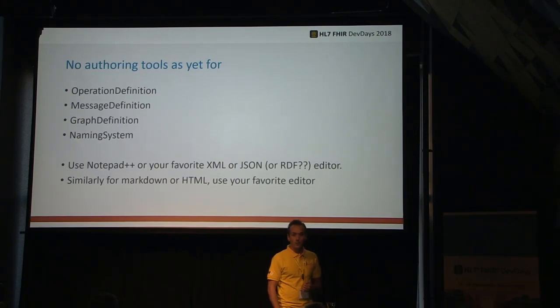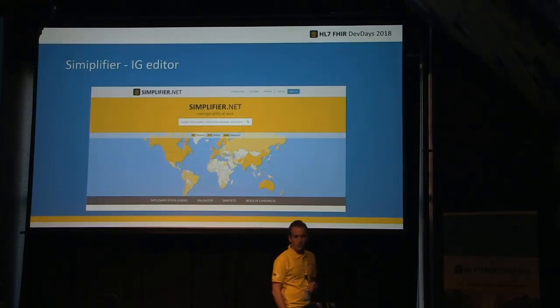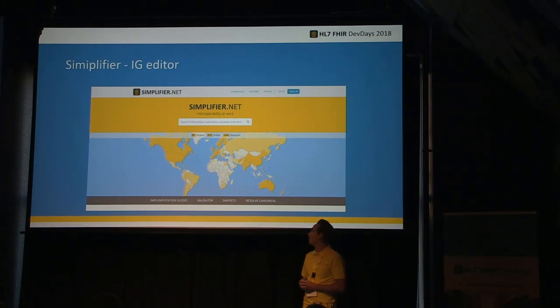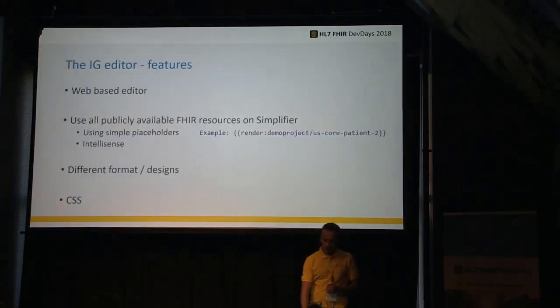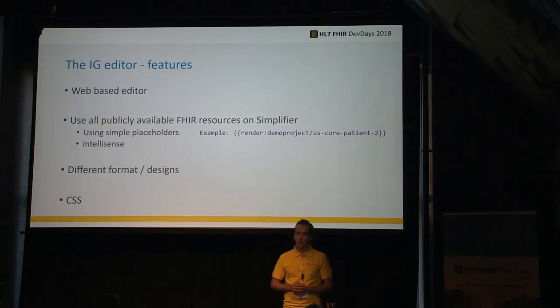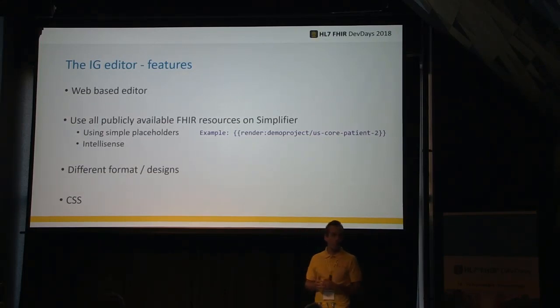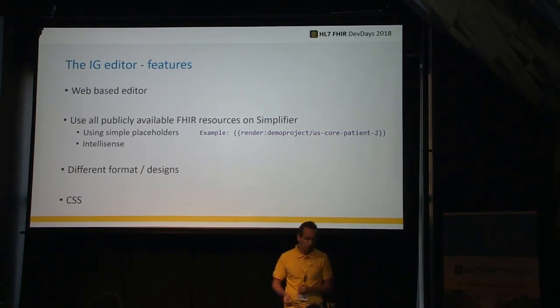So I will now start with Simplifier, which is our collaboration platform and also a very specialized FHIR repository where everyone can store their FHIR specifications. And it also has a web-based implementation guide editor, which you can use to actually pack all of your specifications together and provide human-readable text with it. And well, we made it free for everyone, so everyone can have one free project on Simplifier, and you can also use the implementation guide editor for free.